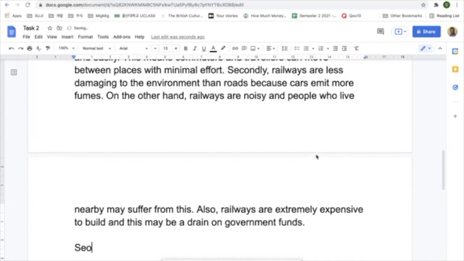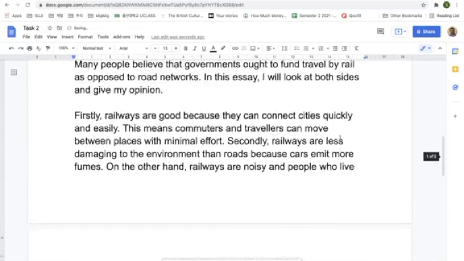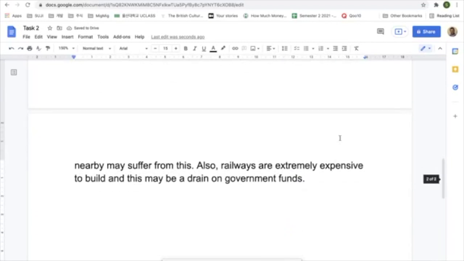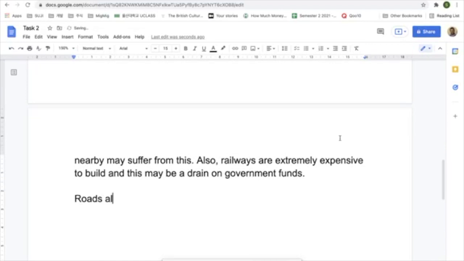Okay, secondly, or maybe we can say on the other hand, roads also, maybe we can say constructing more roads could also be, sorry about my typing, could also be beneficial. That's corrected it for me. Good.